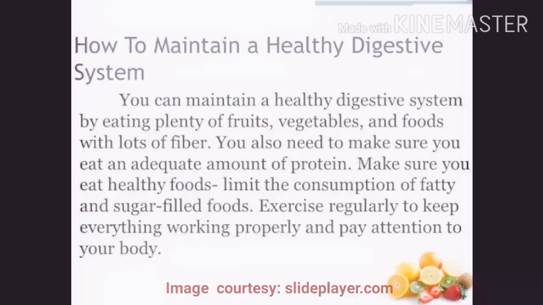How are we going to maintain a healthy digestive system? So what are the ways that we are going to do in order to avoid the complication or the damage of our digestive organs? So what is yours? And what are these basic routines in order to take care of your digestive organs, especially your stomach?